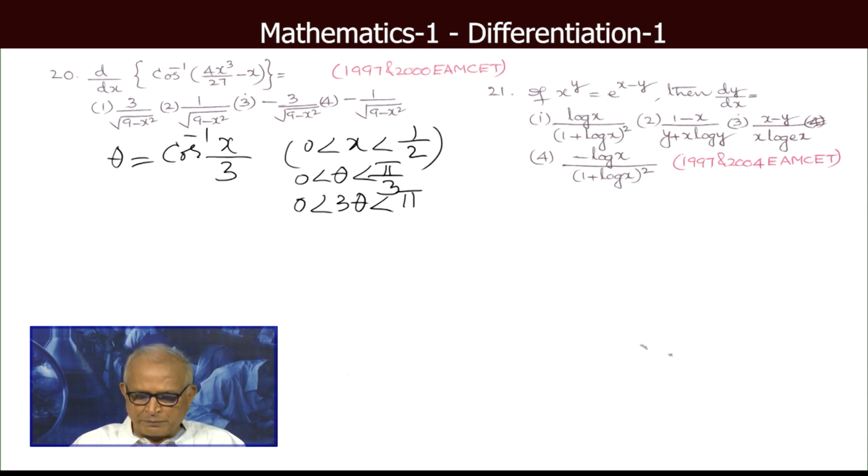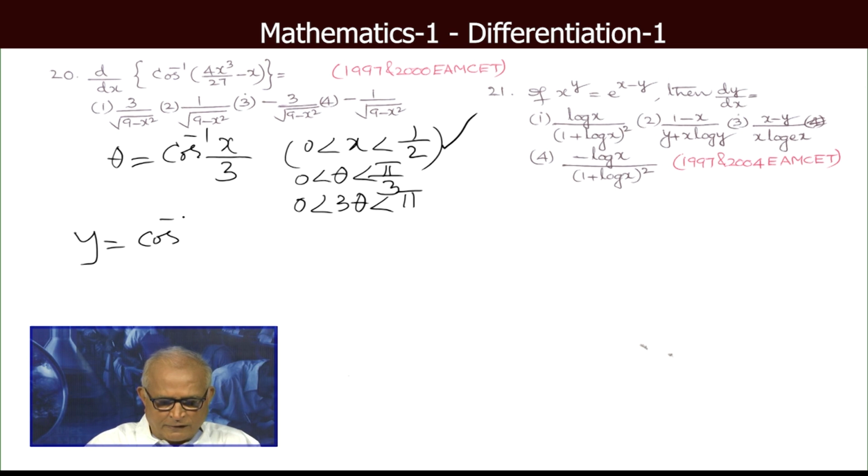Now this particular portion, of course, is missing from the hypothesis. That is to be taken for granted. You can't help it. Then what is y? R cosine of 4 cos cube theta minus 3 cos theta, that is equal to r cosine cos 3 theta.